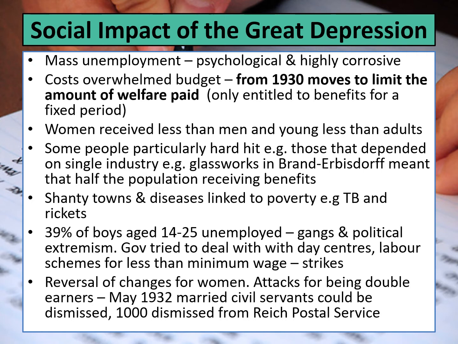Some people argue that as a result of the Great Depression, those changes were reversed, that progress was stopped and went backwards. For instance, we can see that there were lots of attacks on women for being double earners. That was a woman that was married, whose husband also had a job. A lot of people felt that those women should give up their jobs and each family should only have one income coming in. As a result of the general support for this policy, in May 1932, married civil servants, female civil servants, could be dismissed, and 1,000 of them were dismissed from the Reich Postal Service.